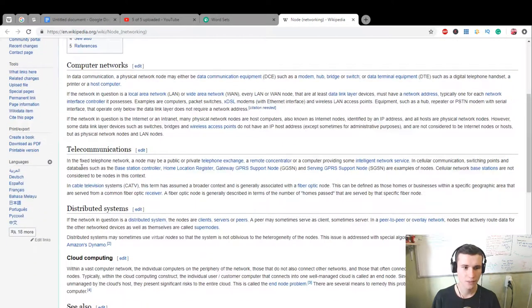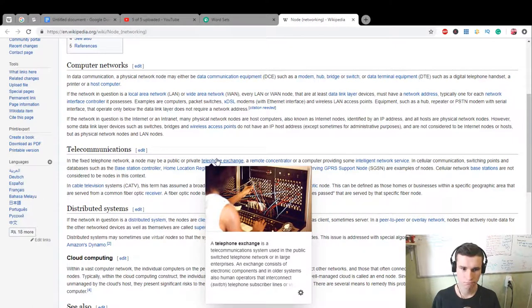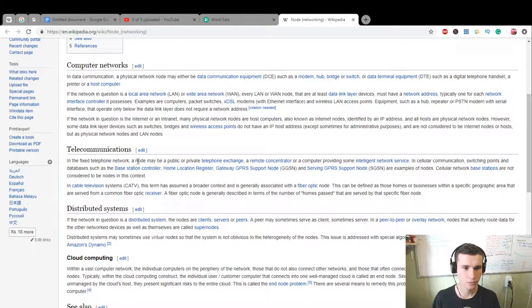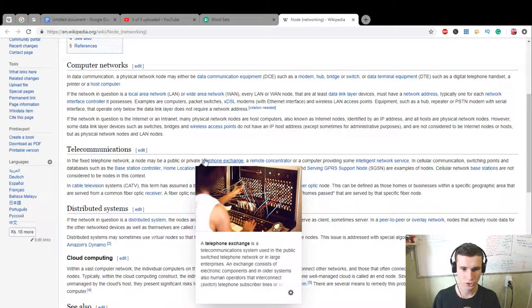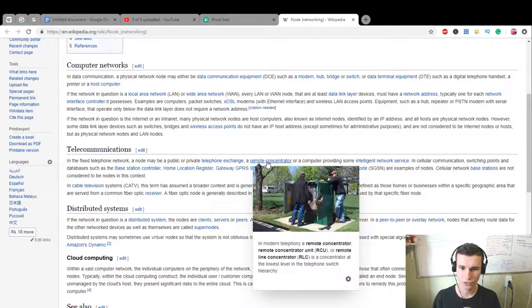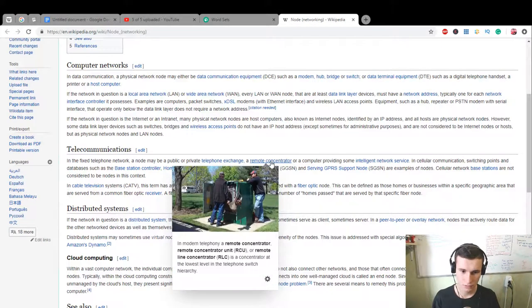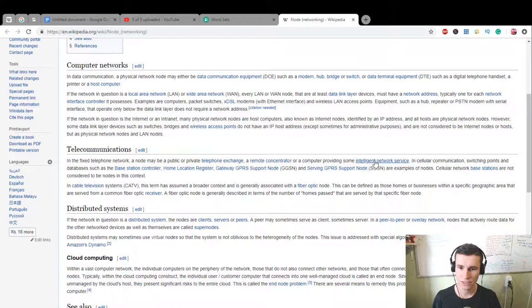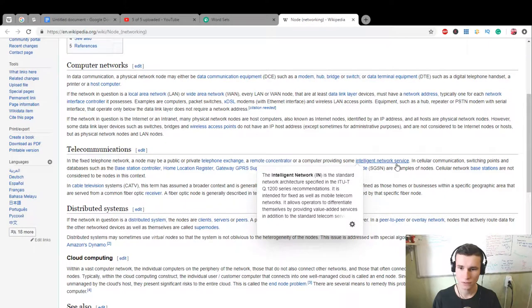Telecommunications. In the fixed telephone network, a node may be a public or private telephone exchange, okay? A remote concentrator. A remote concentrator or remote line concentrator is a concentrator at the lowest level in the telephone switch hierarchy. Wow, interesting. Or a computer providing some intelligent network service.